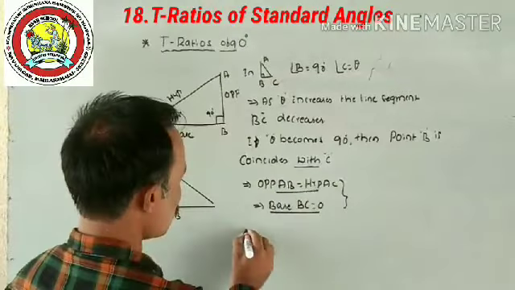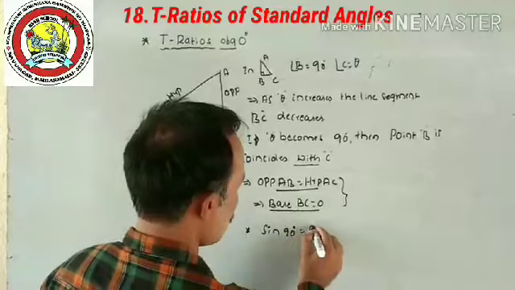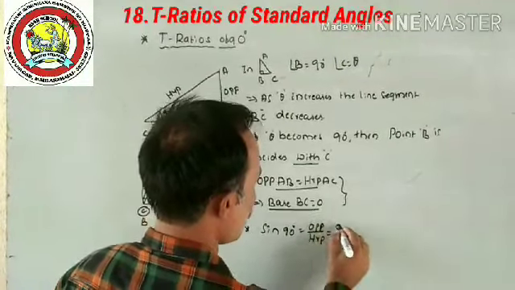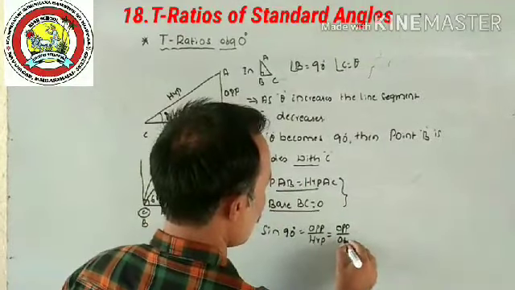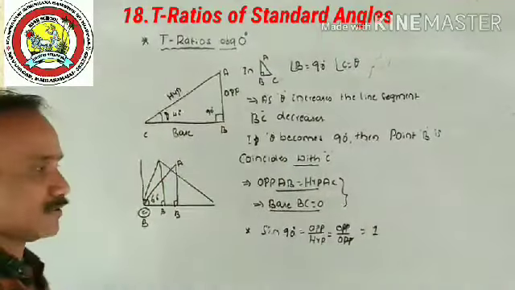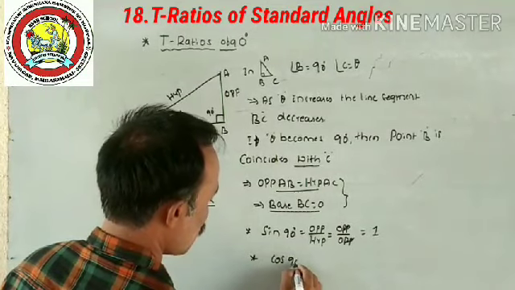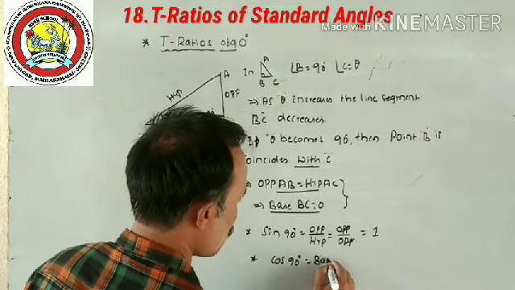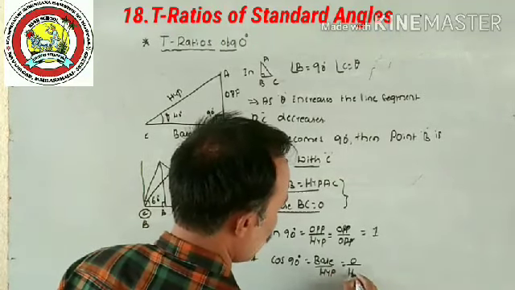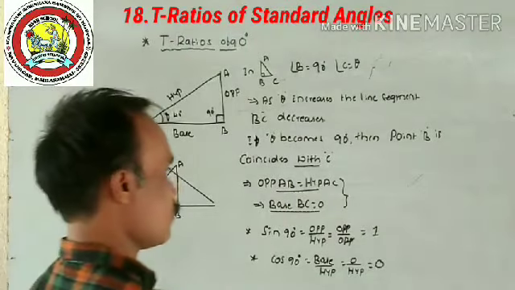First one, sine 90 degree, opposite divided by hypotenuse. Both are the same, opposite divided by opposite cancels. So the value of sine 90 degree is one. Next case, cos 90 degree, that is base divided by hypotenuse, that is 0 divided by hypotenuse. So 0 by anything is 0.